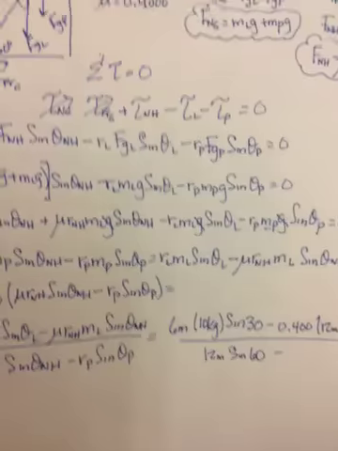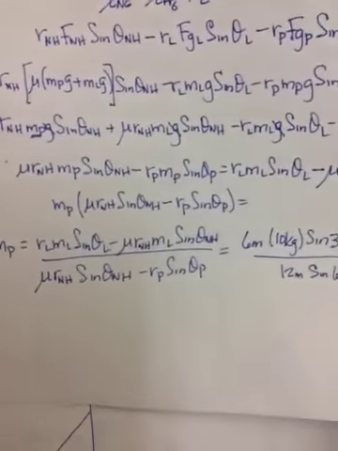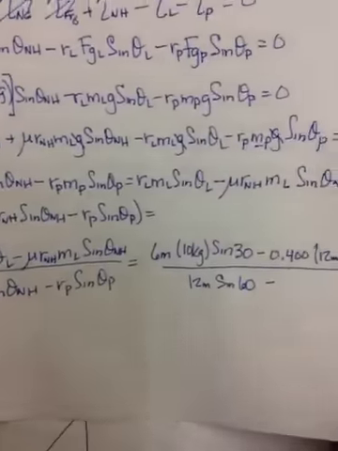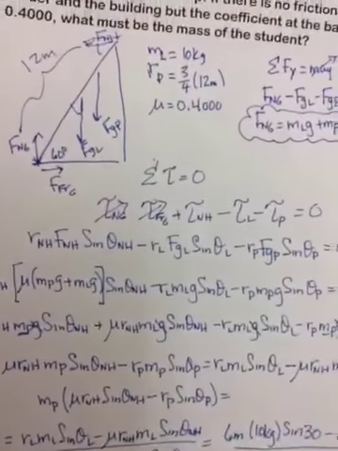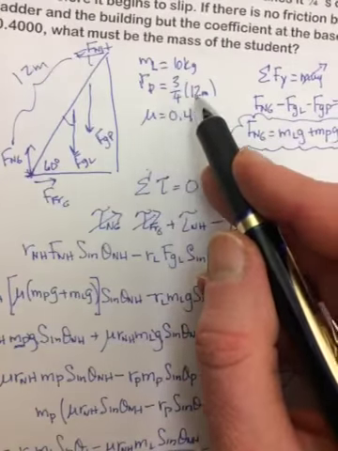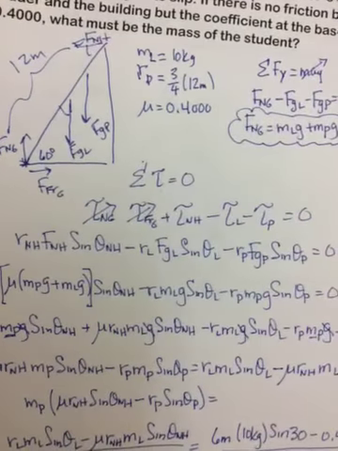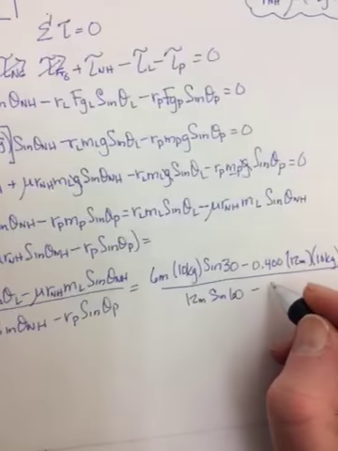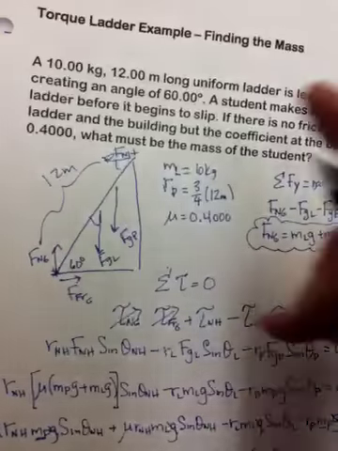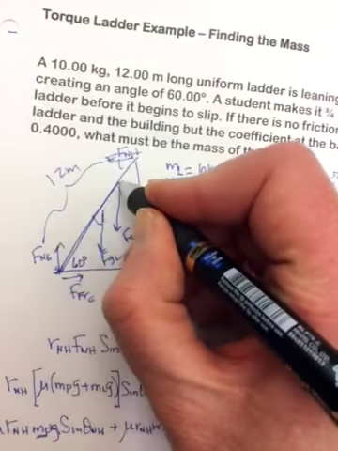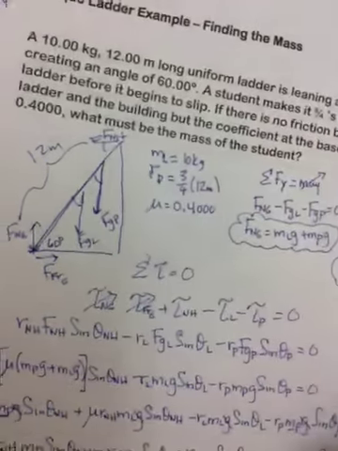Okay, so finishing up finding our mass on this torque ladder example. We had rearranged for mass, and now we were filling our numbers in, and we were on this bottom term, and the R for the person was 3/4 of 12 meters. He was 3/4 of the way up. So that should be 9 meters. So 9 meters. And the angle for the person, here's the R, here's the F, it's this angle, that one's 60, so it must be 30.